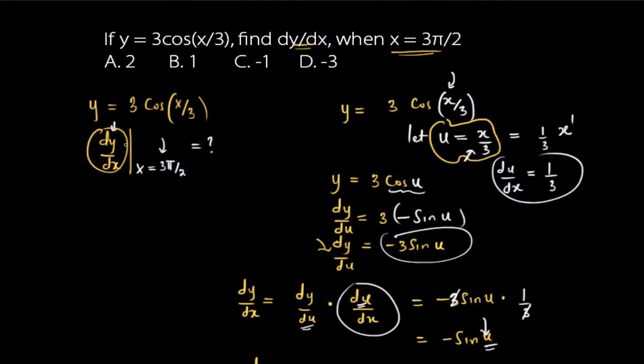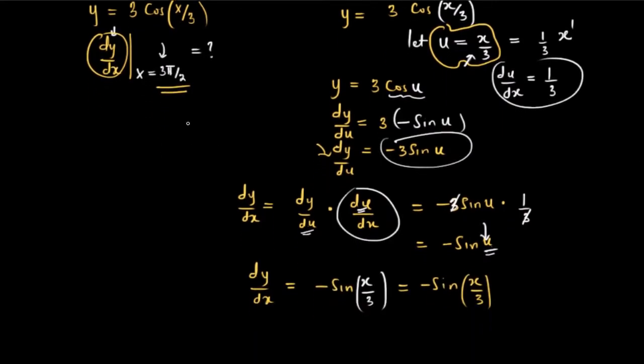The question says find dy/dx at x equals 3 pi all over 2. Now there is a little problem here. The x we are given, that is the angle, is in radians. So my aim is to convert it to degrees.